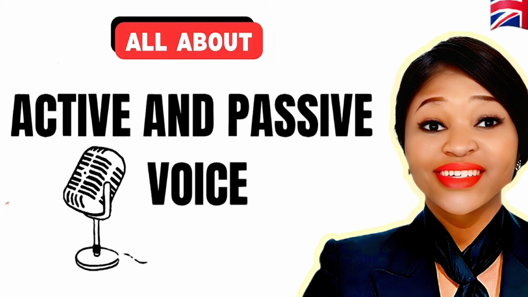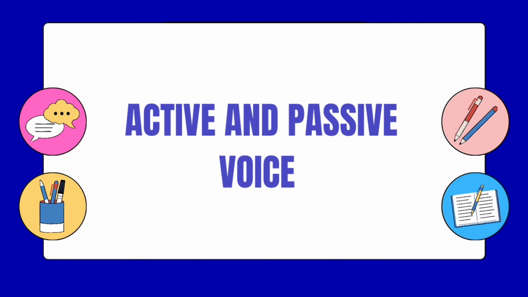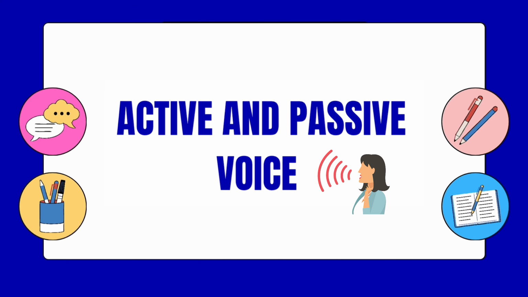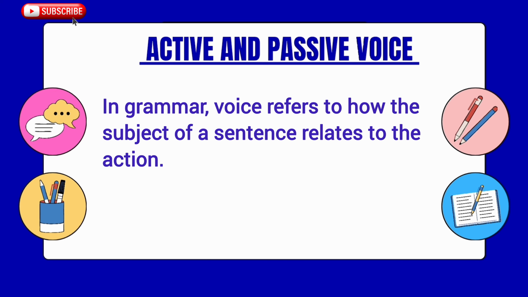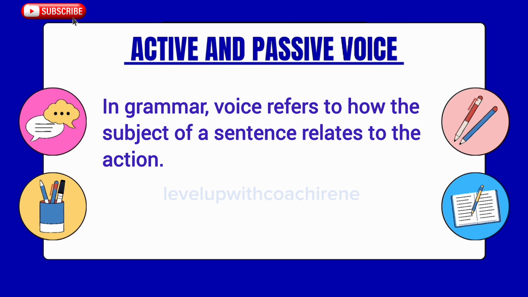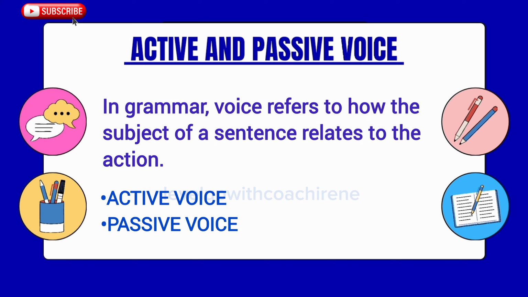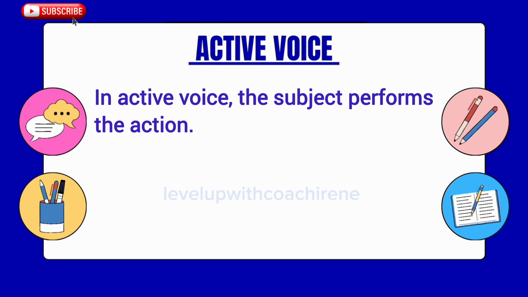In this video, we're going to be learning all about active and passive voice. In grammar, voice refers to how the subject of a sentence relates to the action. There are two main types: active voice and passive voice. In active voice, the subject performs the action.